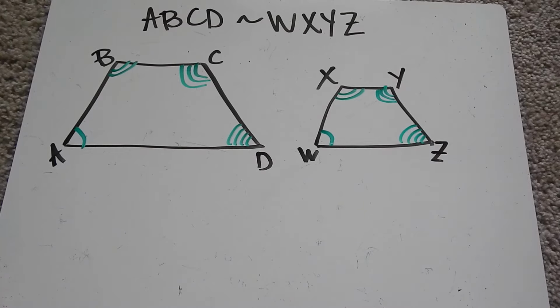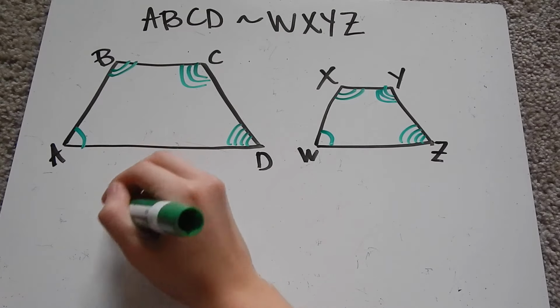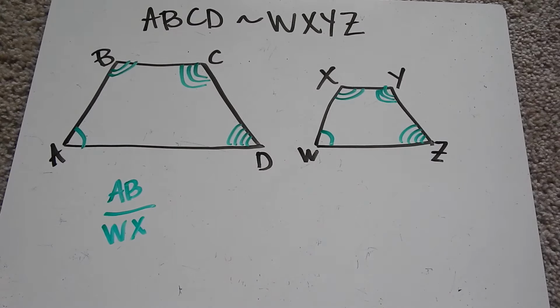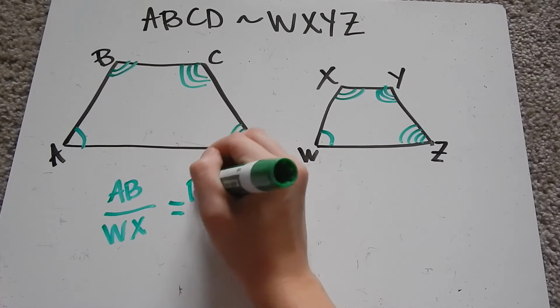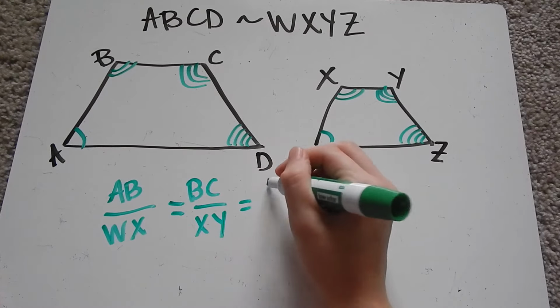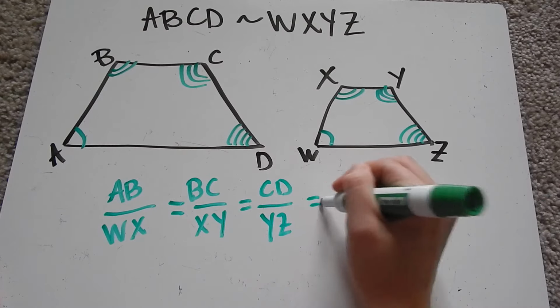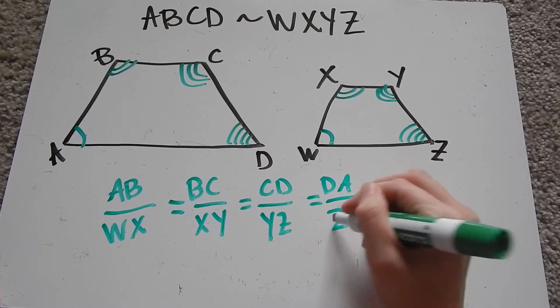When we're talking about sides, ratios of lengths of corresponding sides are congruent, which means the ratio of AB to WX, those are the corresponding lengths, is equal to the ratio of BC to XY, which is equal to the ratio of CD to YZ, which is equal to the ratio of DA to ZW.